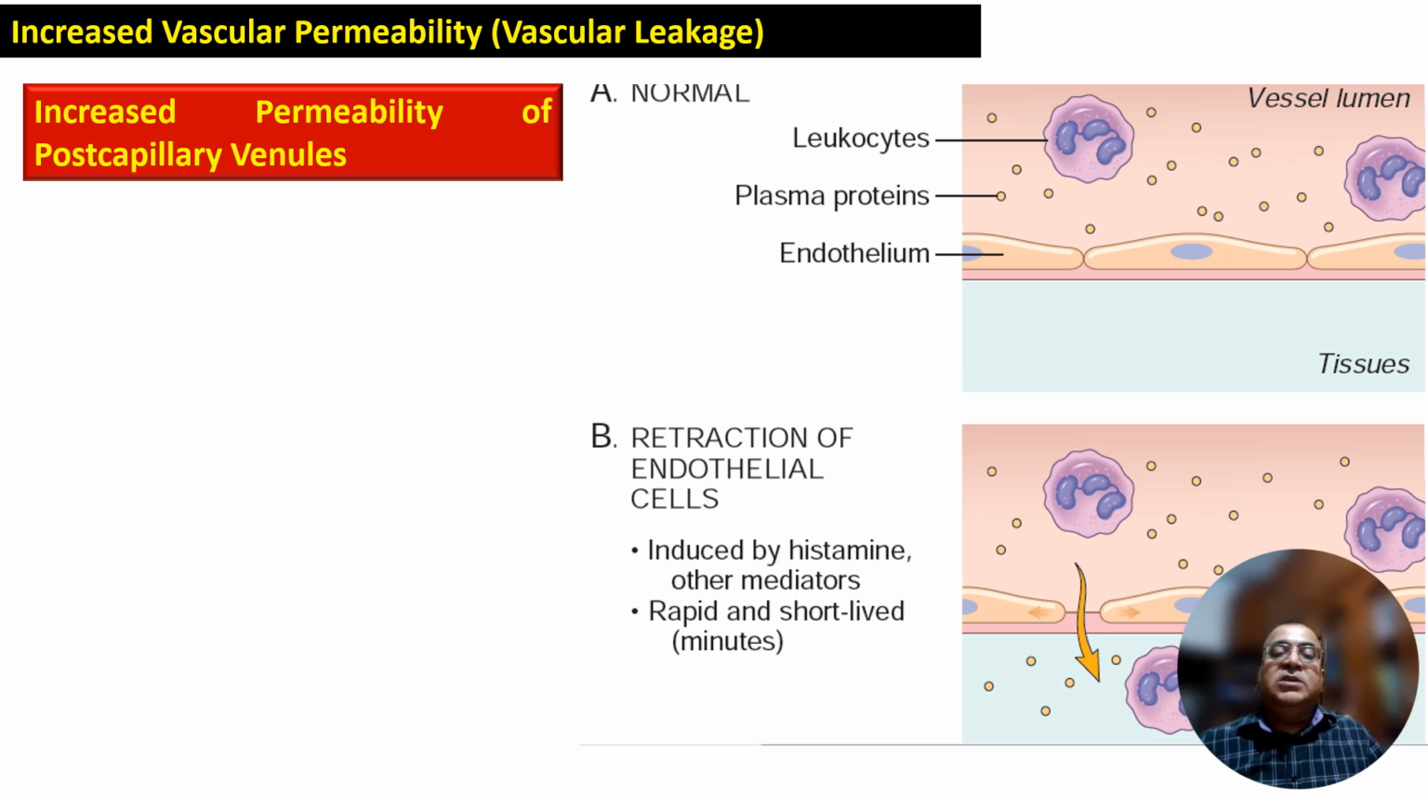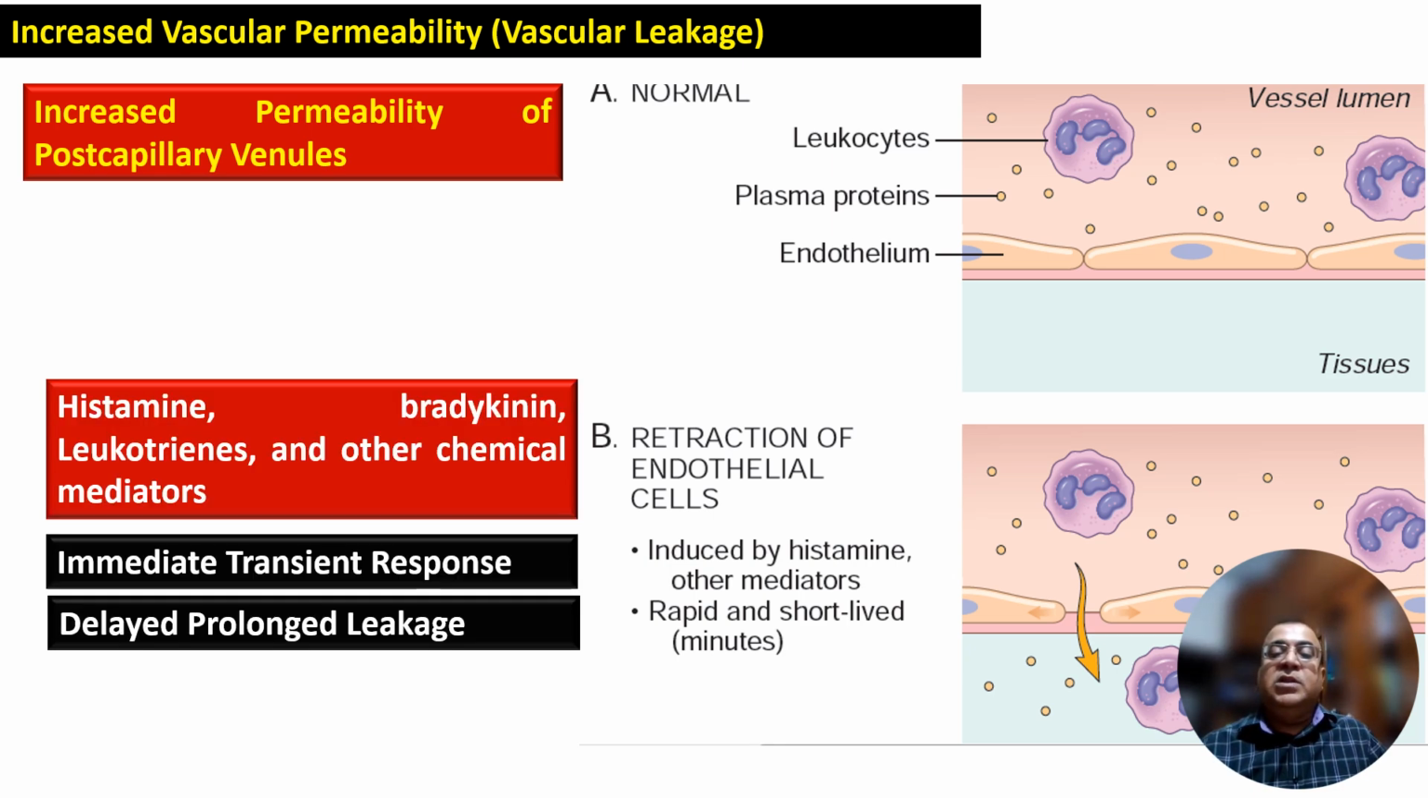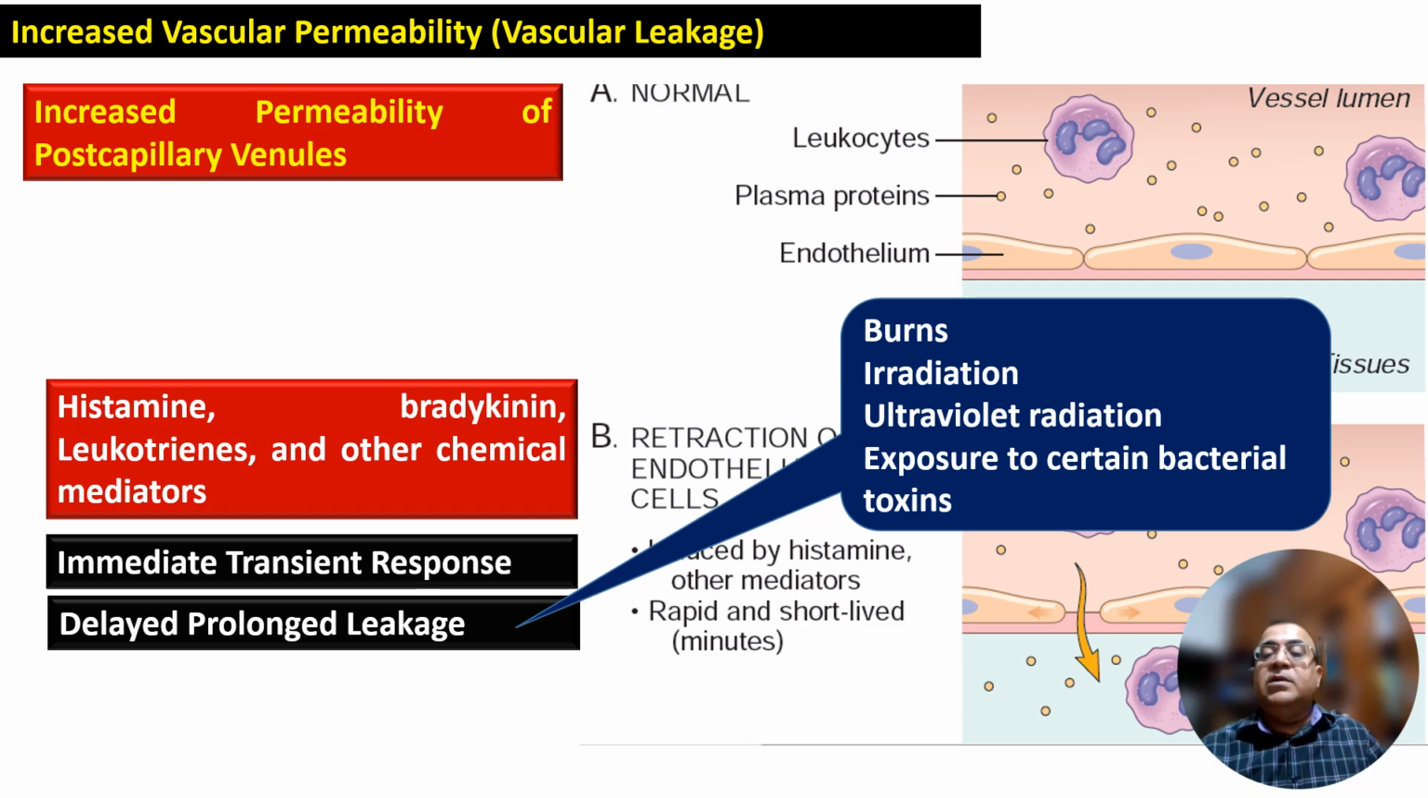So increased vascular permeability or vascular leakage, especially when the permeability of the post capillary venule is increased, is the hallmark of acute inflammation. Here you can see in this area the blood is flowing, there is laminar flow of the blood, and the plasma proteins are inside, and the endothelium of the blood vessel is intact. So what happens in acute inflammation?